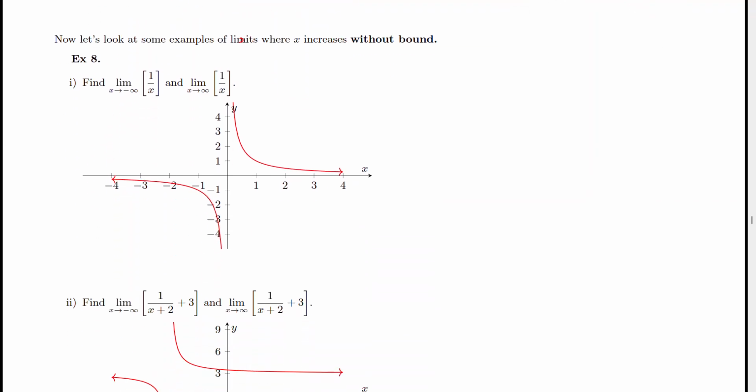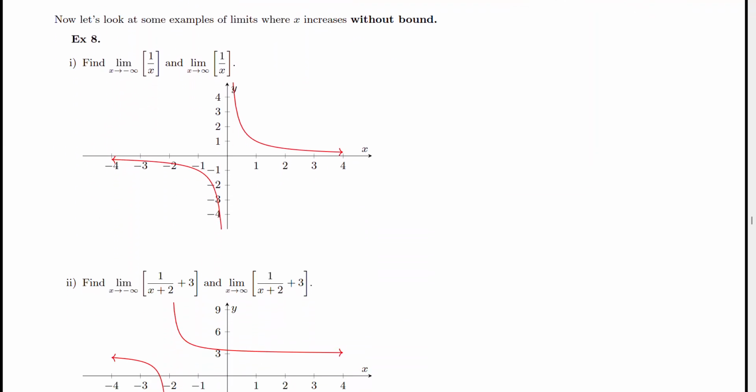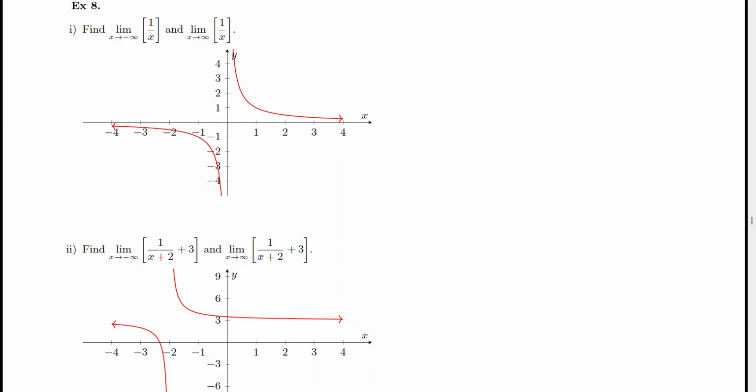Okay, the last one, what do we have here? We have 1 over x, and we are asking for something different this time. So this time, the question is to find the limit as x approaches negative infinity of 1 over x. So the function that we're working with is called 1 over x. And we want to know what's the limit as x approaches minus infinity. And also we want to know what's the limit as x approaches infinity, or sometimes we write plus infinity, of the same function 1 over x.